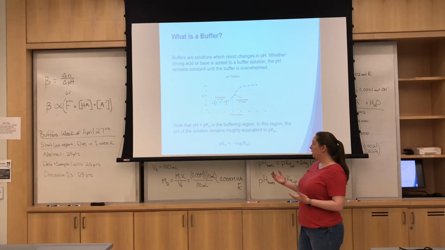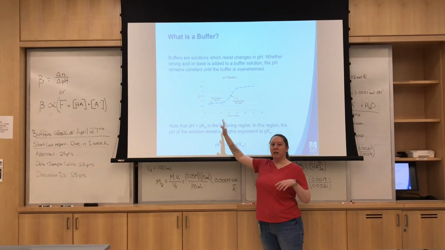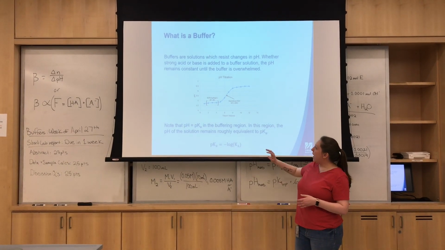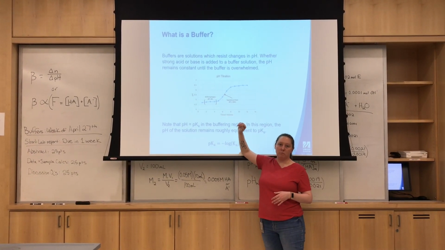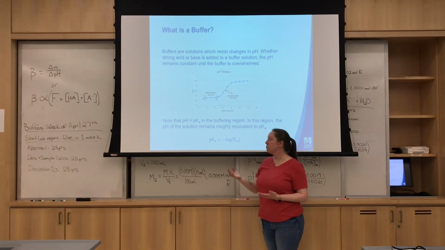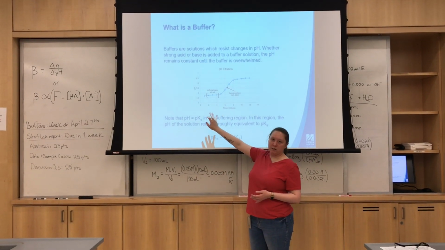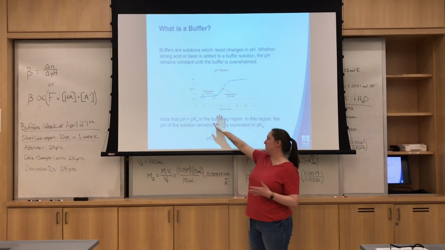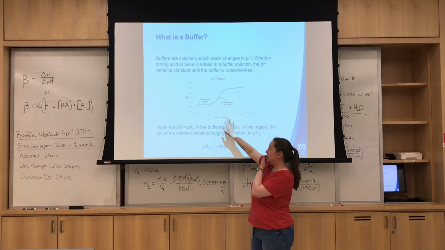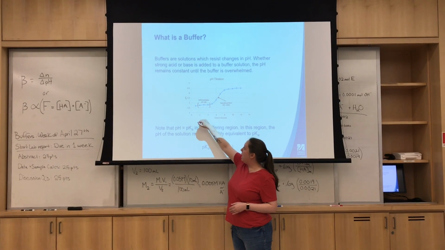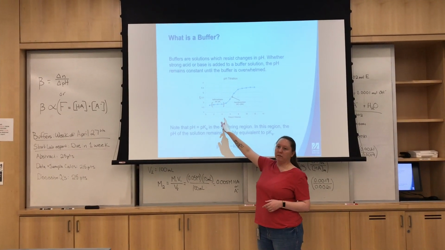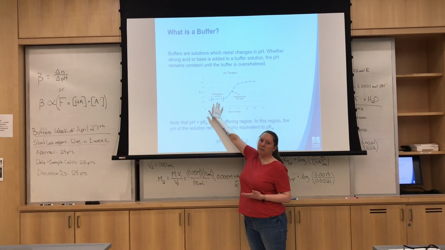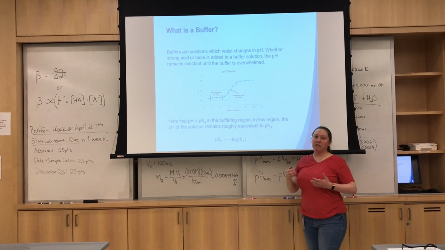So in a buffer, what happens is you have a weak acid in equilibrium at a certain concentration. And when you add either strong acid or strong base to that buffer system, so on this graph we have a titrant volume here, and the titrant is going to be either strong acid or strong base. And so what happens is when you add certain volumes of your titrant to the buffer system, the pH doesn't really change. And so that's what makes an effective buffer.